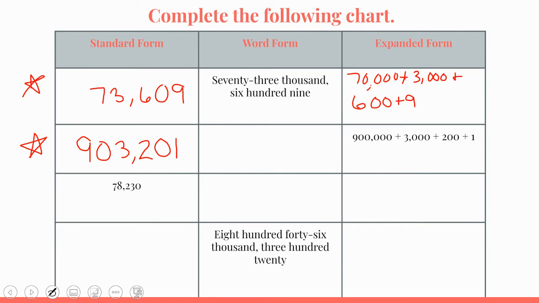Well, I'm going to write exactly what I say. So 903,000 201. And I make sure I put my comma in between because we put a comma between the thousands and the hundreds and the tens and ones. So 201. All right. Now go ahead and look at this third row. Give me word form and expanded form.